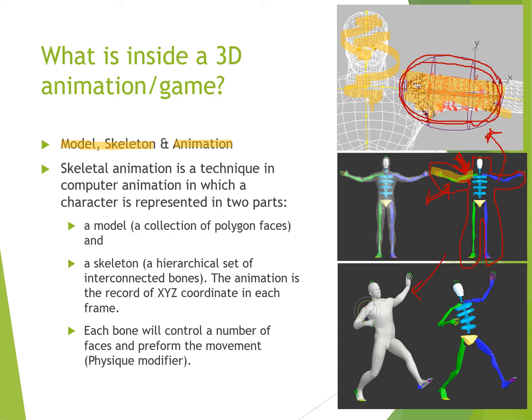They are pre-recorded X, Y, Z information regarding the time frame. So here is some more information about the skeleton. A skeleton is a hierarchical set of interconnected bones. And then this one, the envelope, we call it the Skin modifier in 3D Studio Max.